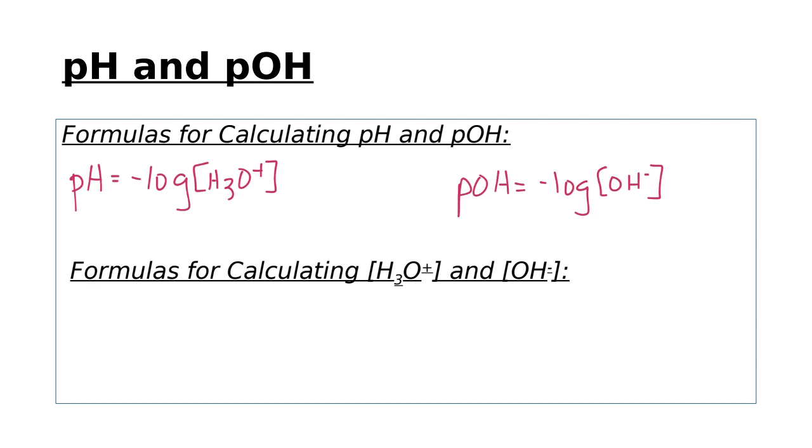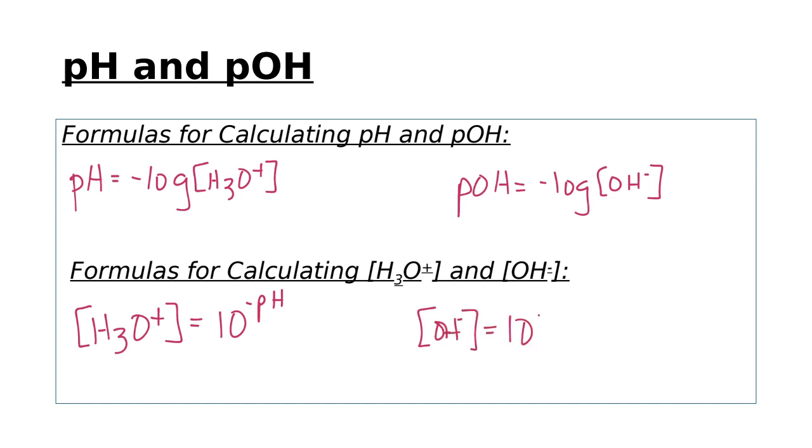Now, the opposite of these formulas, right? So instead of calculating pH, what if I know the pH and I want to calculate the concentration of hydronium ion? Well, the opposite of a logarithm is the 10 to the x button. We have to be aware of some of these negatives. So if you were calculating the concentration of hydronium ion, you would take your pH value, make it negative, and then do 10 to that negative value. Same thing for hydroxide ion. You would know your pOH value, and you take 10 to the negative pOH.